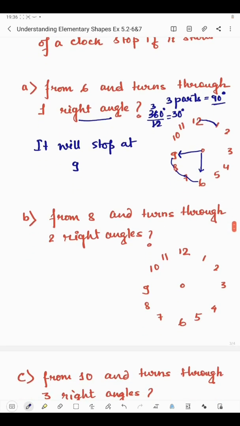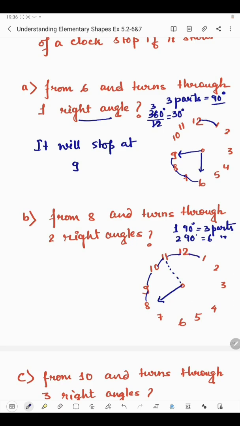Okay, now in the B part we have, where will the hour hand of a clock stop if it starts from 8. That means here is the hour hand, and it turns through 2 right angles. Now here 1 right angle means how many parts? 1 right angle, 90 degrees, means 3 parts. Just now we have seen. So 2 right angles, 2 times 90 degrees, means it will be 6 parts, isn't it?